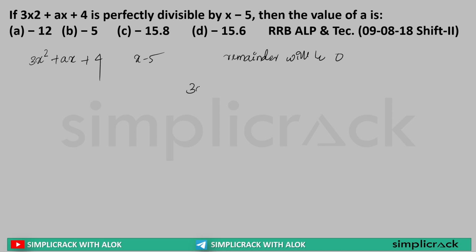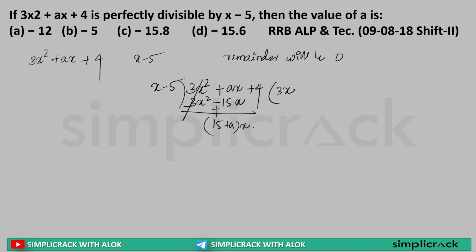Now, how to divide it, sir? 3x square plus ax plus 4 divided by x minus 5. Okay, now understand this. First you will multiply 3x over here. 3x into x is equal to what? 3x square. 3x into minus 5 is equal to what? Minus 15x. 3x square minus, if you deduct it, the sign will be minus plus. This one is crossed out, and this is 15 plus a into x plus 4.